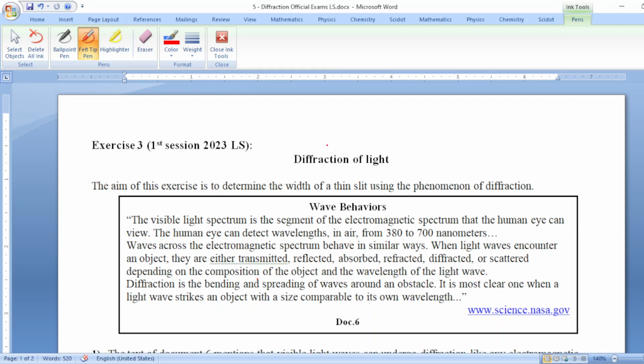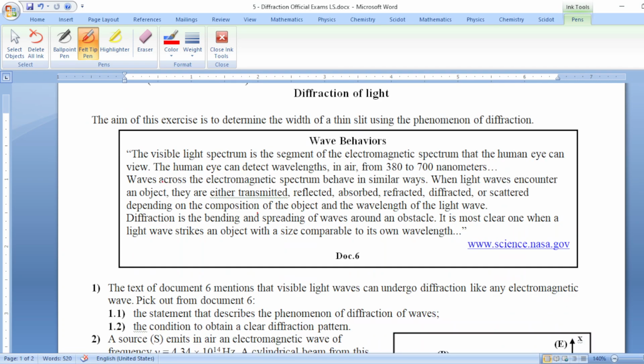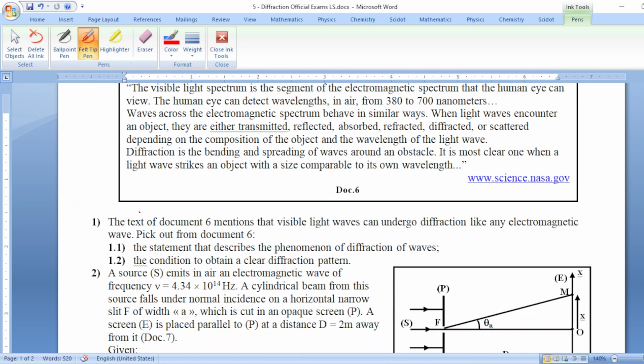Exercise 3, first session 2023, diffraction of light. The aim of this exercise is to determine the width of a thin slit using the phenomenon of diffraction. Part 1. The text of document 6 mentions that visible light can undergo diffraction like any electromagnetic wave.